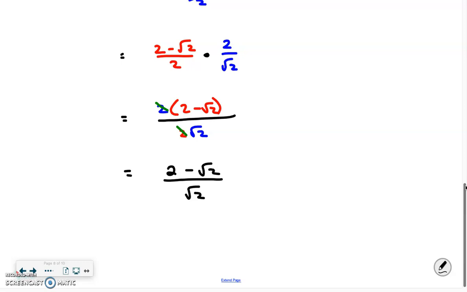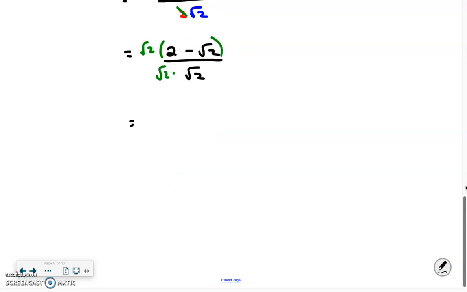Again, hopefully no shock to anyone, we know that we cannot leave a radical in the denominator. So what we're going to choose to do is rationalize by multiplying the denominator times root 2. The only way that we get away with that is if we also multiply the numerator by root 2. So in the denominator, the whole reason for doing this, root 2 times root 2 is positive 2. But in the numerator, when I distribute, root 2 times 2 is going to give me 2 root 2. Root 2 times negative root 2 is going to give me negative 2.